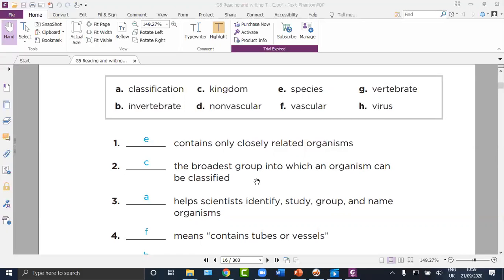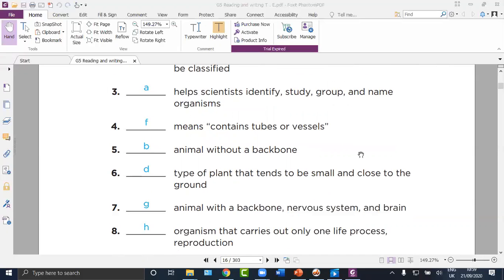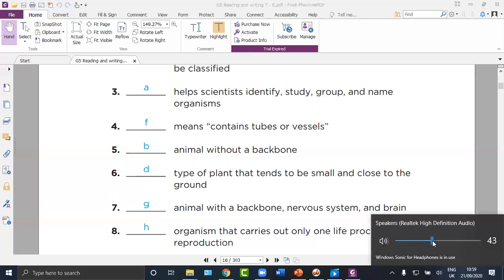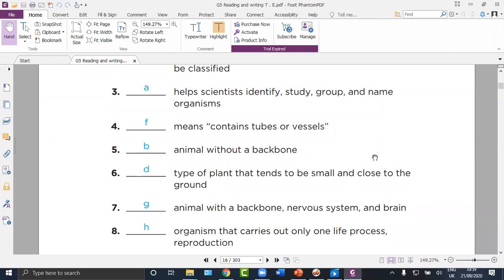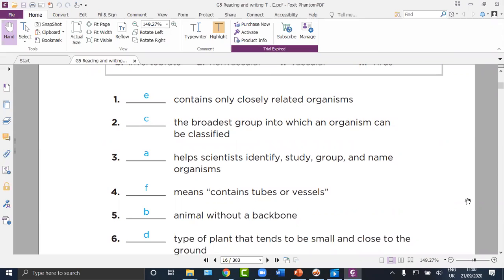Now, number 4. Abdul Malik. Number 4 means contains tubes or vessels. F means vascular. Yes. Vascular. Thank you, Abdul Malik.